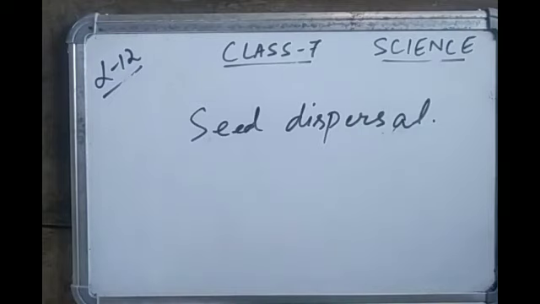Vegetative parts are the roots and stems, and the reproductive parts are the flowers.